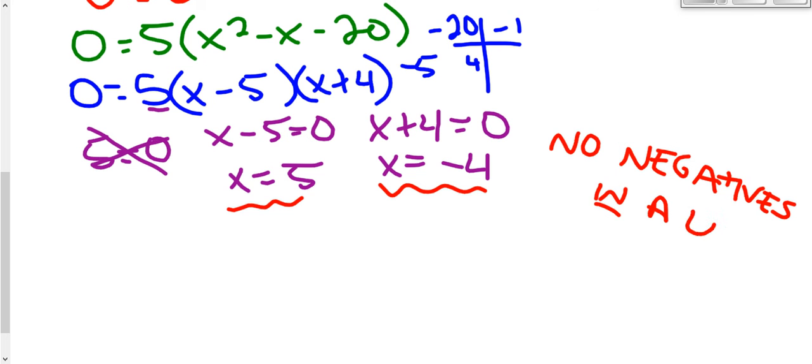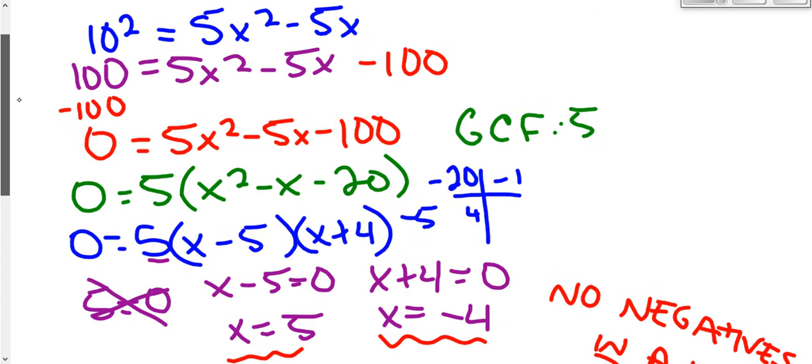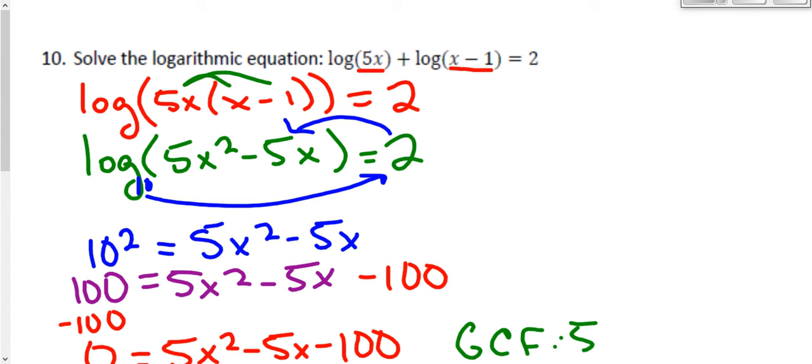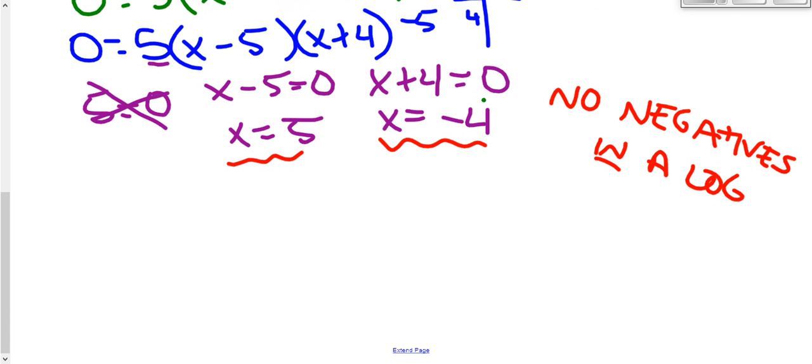So if I go back to my original logarithm, if I plug in negative 4 here, this would be negative 20, which is not allowed. And same thing over here, this would be negative 5, which is not allowed. So I'm not actually allowed to use the number negative 4 at all. But if I plug in 5, all of my values are fine, which means x equals 5 would be my final solution there. X equals negative 4 would actually be what we call extraneous, because it solves one piece of my equation without actually solving the original.